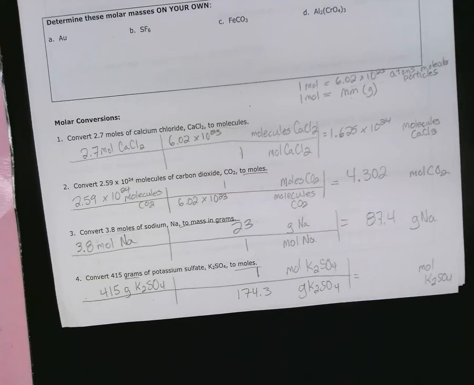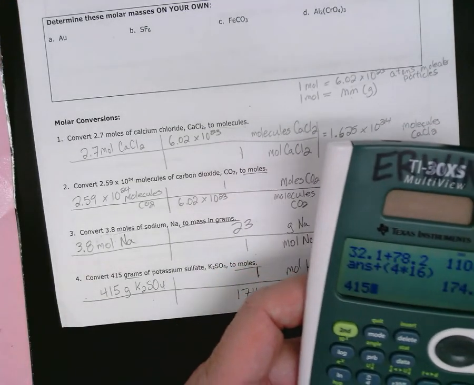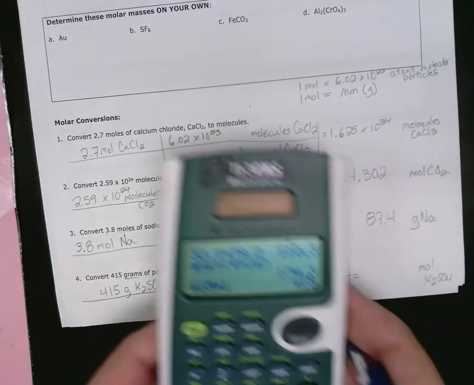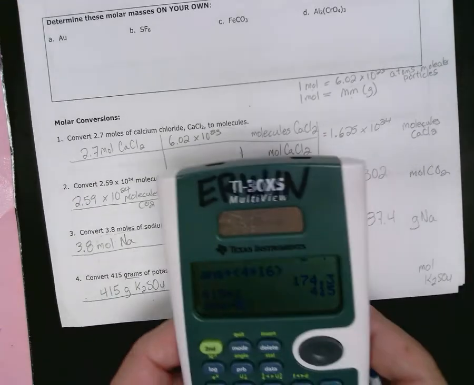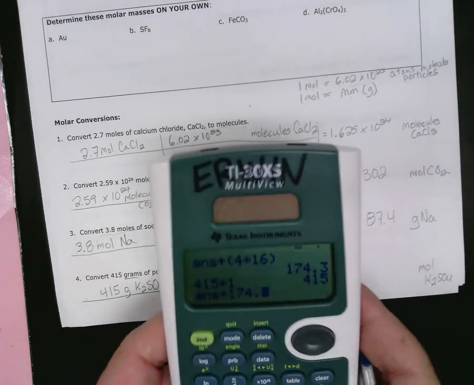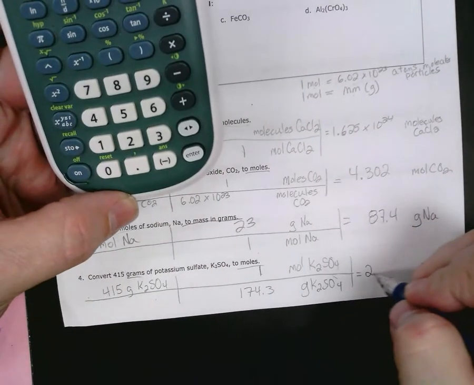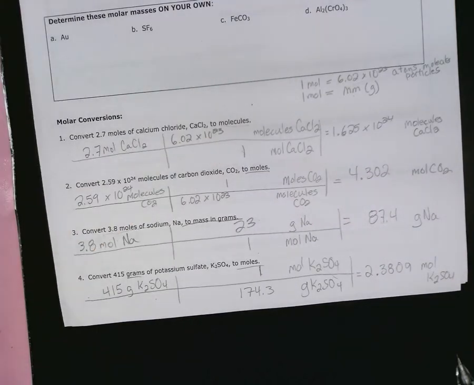So then I just have a math problem, 415. And I can do 415 times 1 if you want to multiply everything on the top. But if I enter, it's still 415 divided by 174.3. Enter, 2.3809. 2.3809 moles of K2SO4.